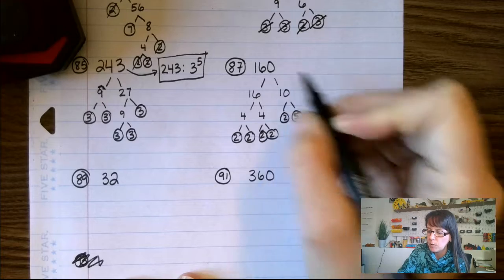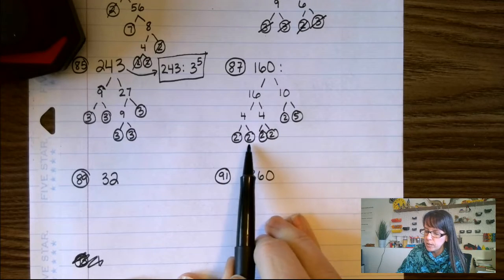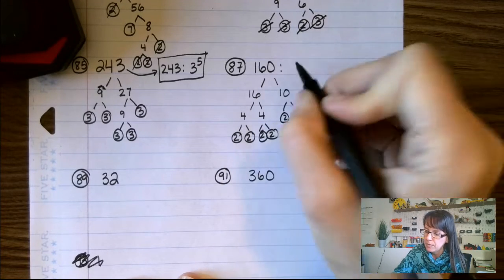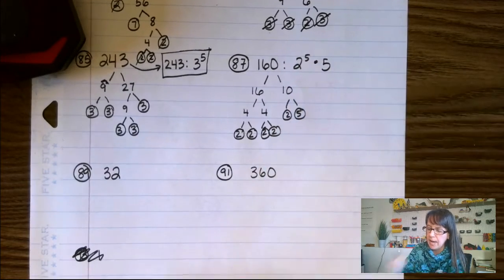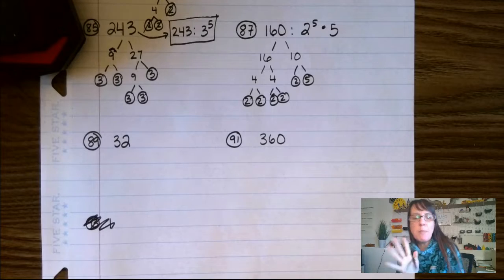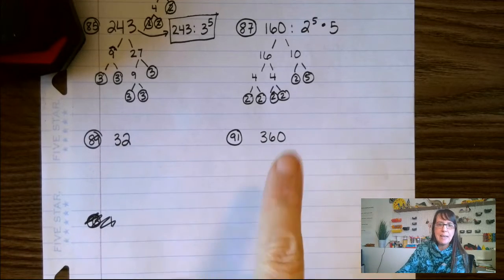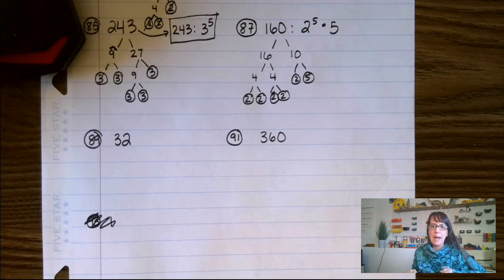All right, again, we're going to go in order. So 2, I have 1, 2, 3, 4, 5. 2 to the 5th times 5. Excellent. All right, stop the video. See if you can do this for the next two problems, and then come on back.